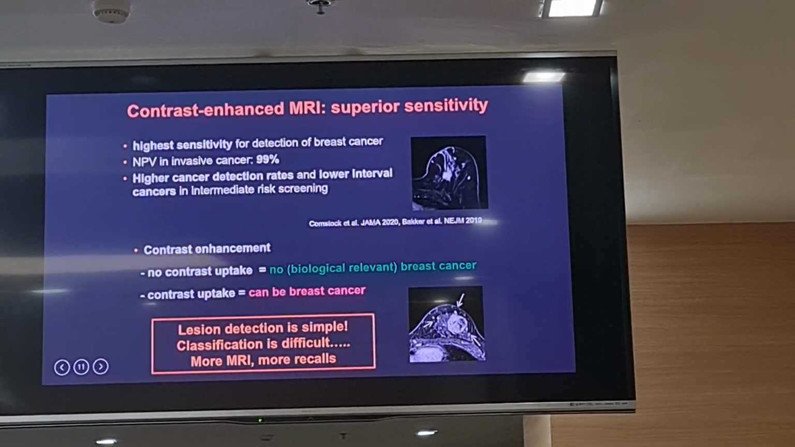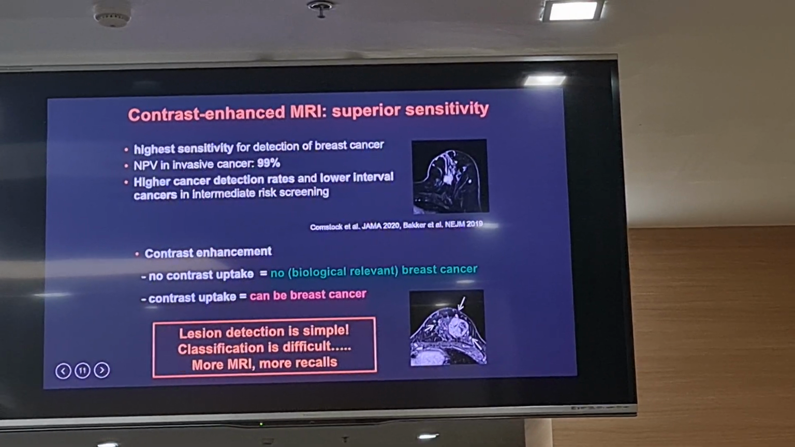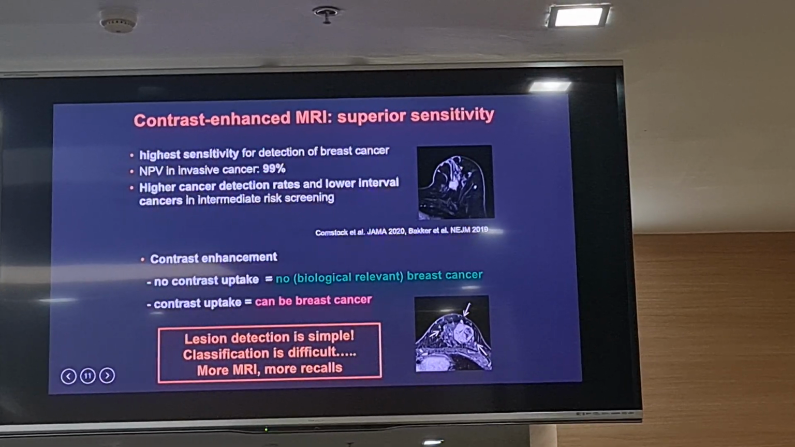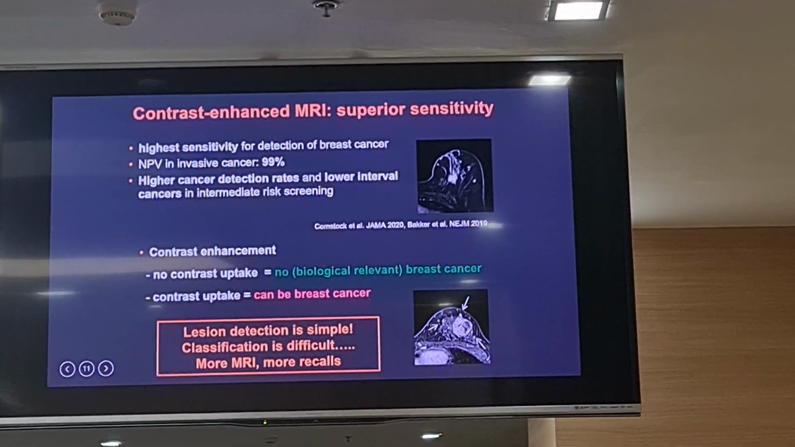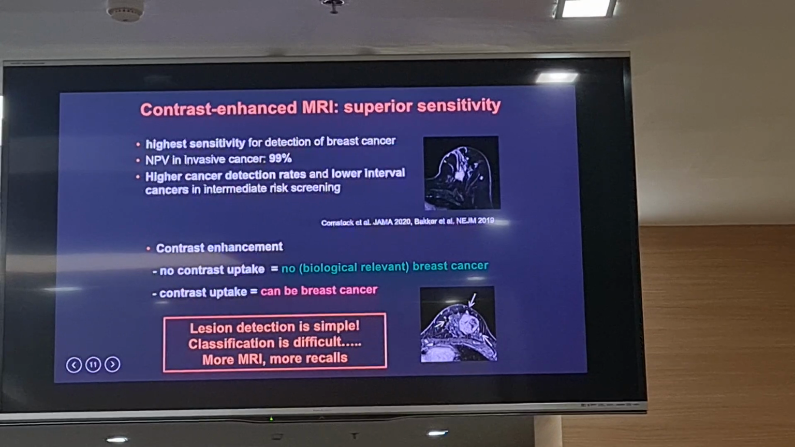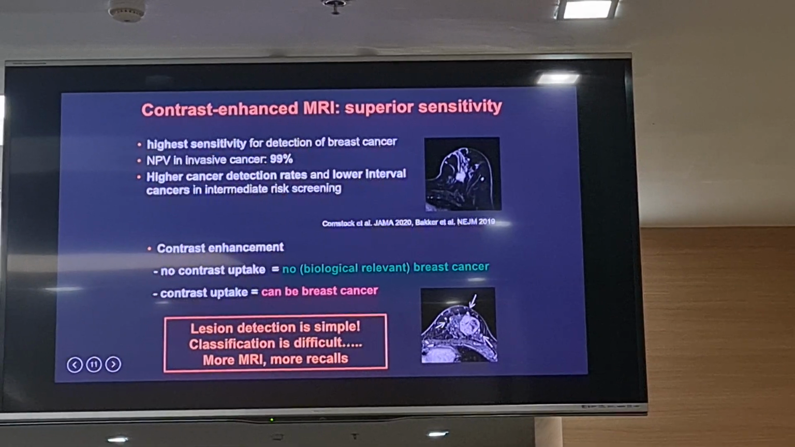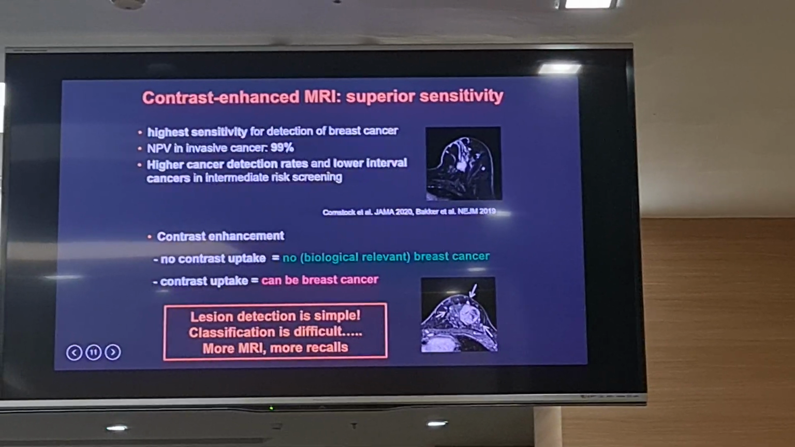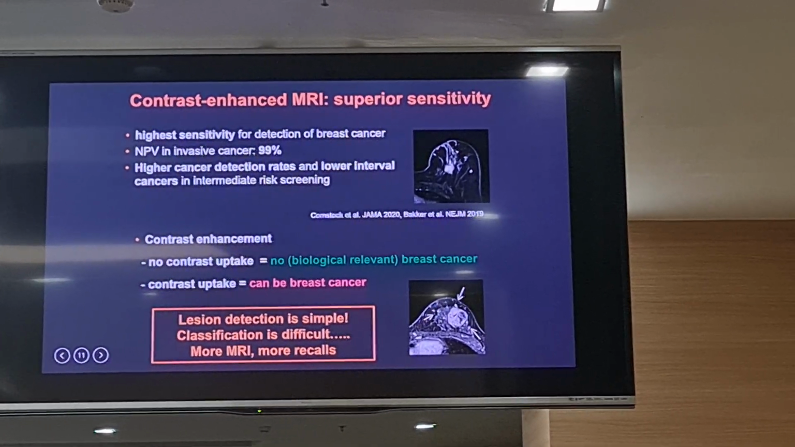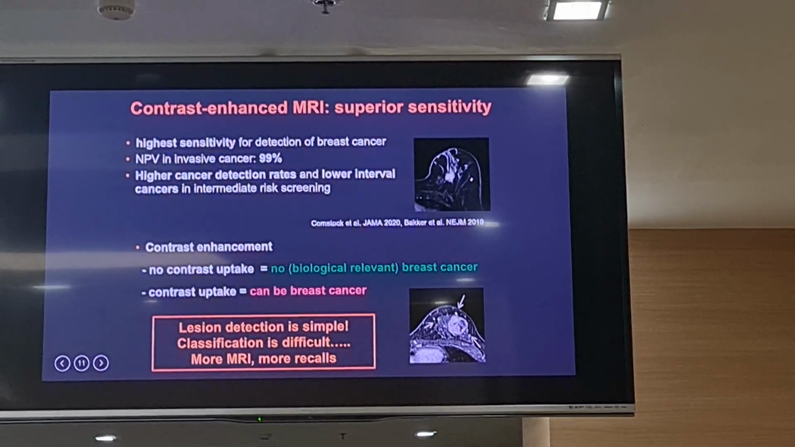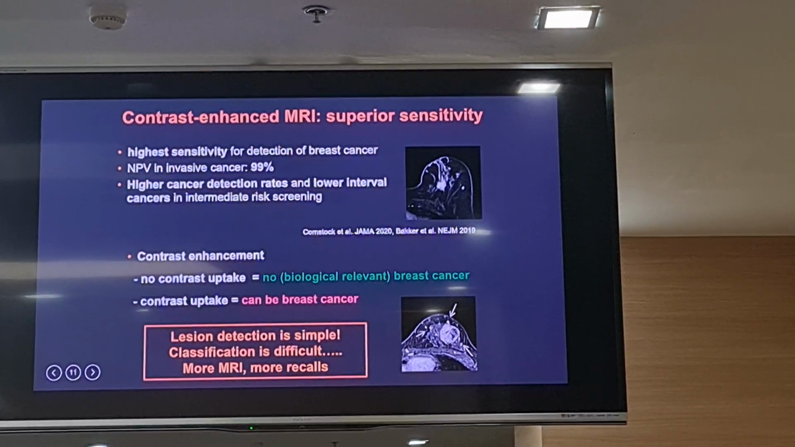That means if there is some contrast uptake, we can be confident there is a breast cancer somewhere, and if there is no contrast uptake, we can be pretty confident that there is at least no biologically relevant breast cancer. Also, higher cancer detection rates and lower interval cancers in intermediate risk screening are emphasized with contrast enhanced MRI. So with this data, lesion detection is very simple.